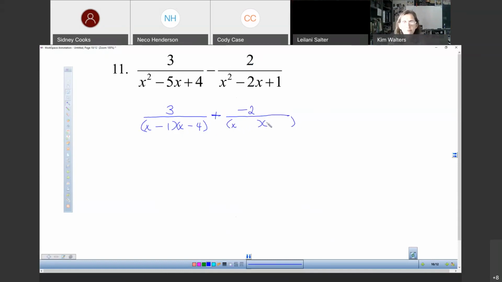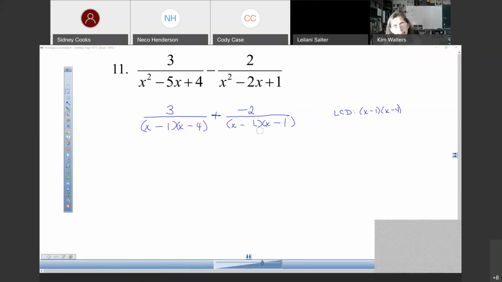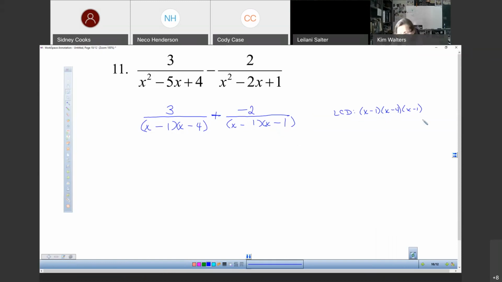Okay, so let's continue to factor this denominator. It's going to be x minus 1 and x minus 1. Okay, so this least common denominator is just a tiny bit tricky. I need an x minus 1. I need an x minus 4. And now I move to this denominator. I need another x minus 1. I need 2 x minus 1s because one of my denominators has 2 factors of x minus 1, and so I have to have the most that either one of them has.